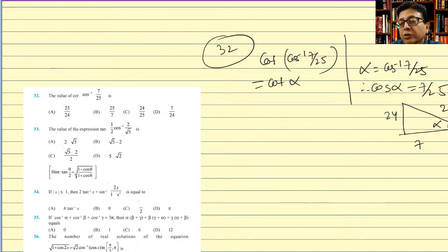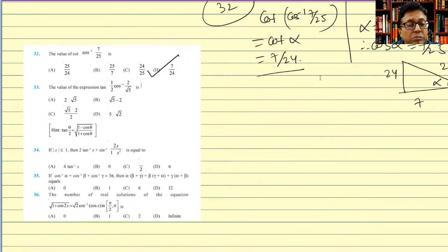$24K. So cot alpha is going to be 7 by 24. Clear? The option is there. So this option will be valid. This is an exemplar book 1 exercise.